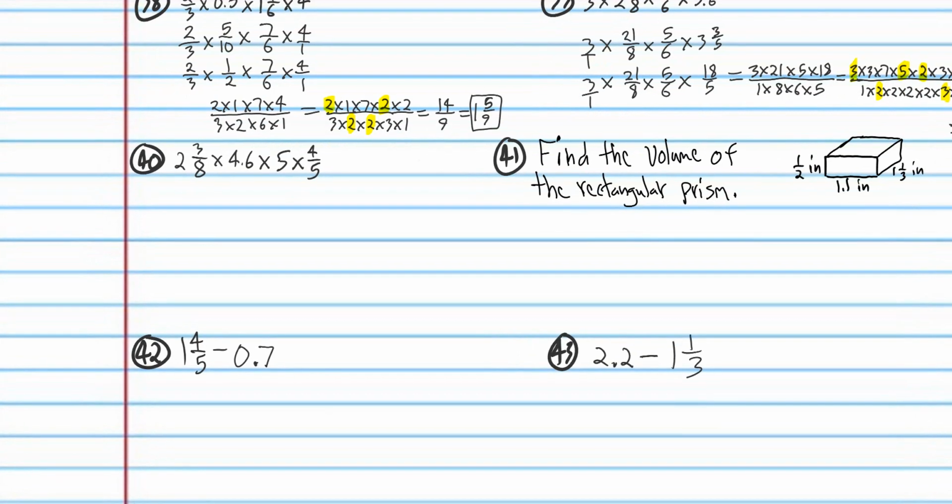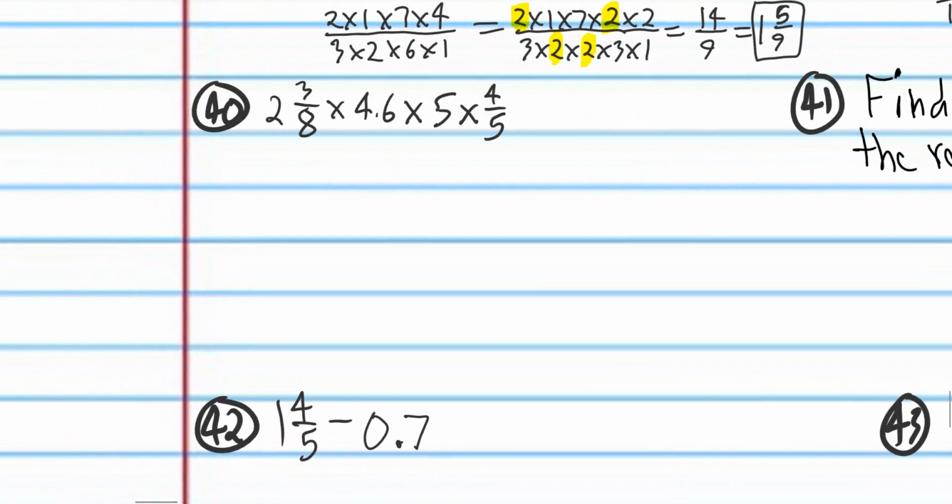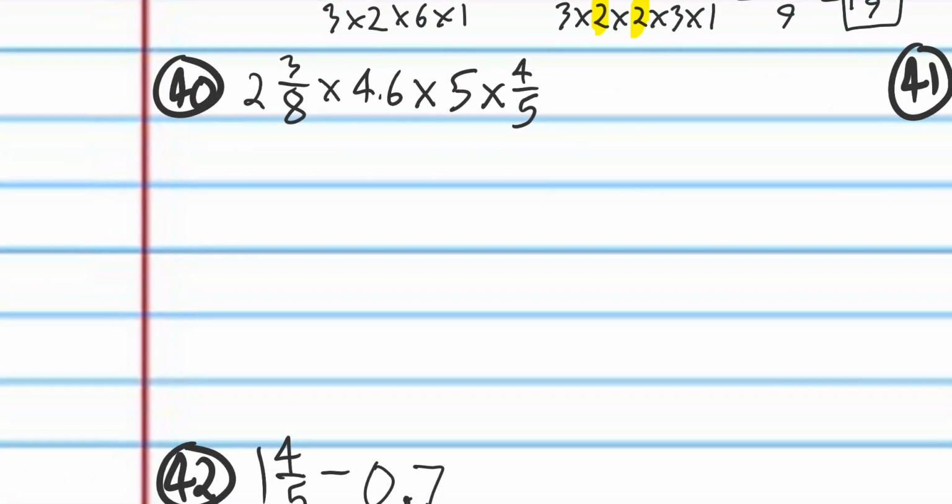So on to number 40. Again, we're going to convert everything to proper fractions or improper fractions, and multiply straight across. And if you keep it in factored form, it's going to be really easy to reduce. So go ahead and try number 40, and when you come back, we'll do it together.